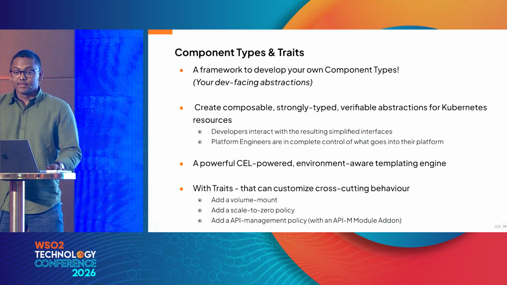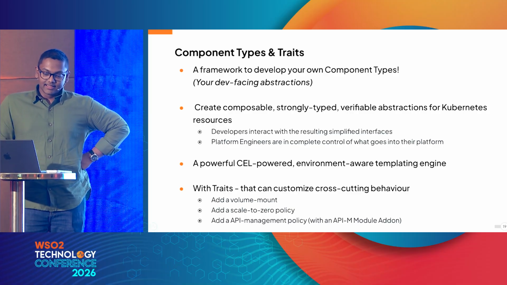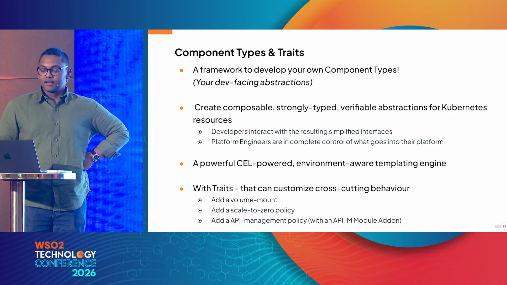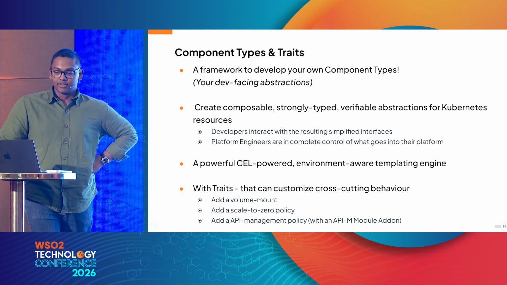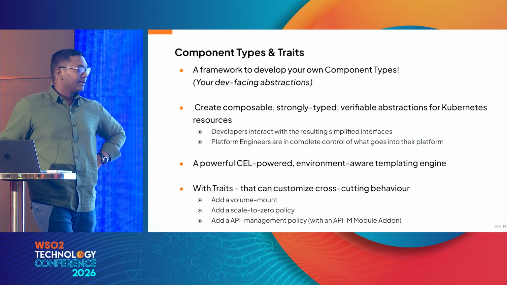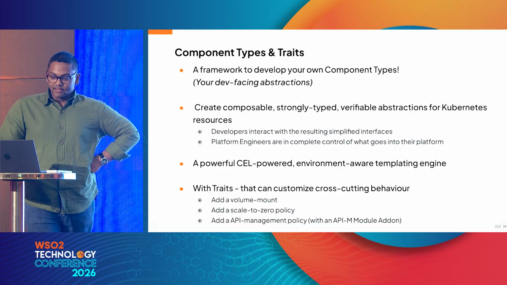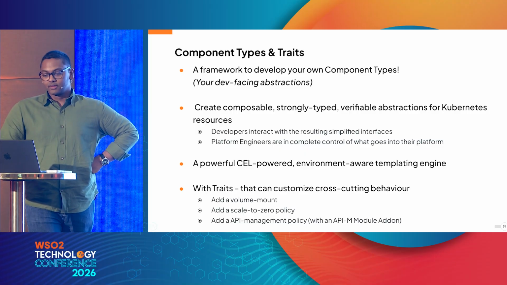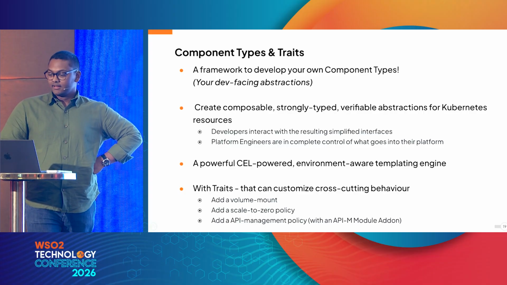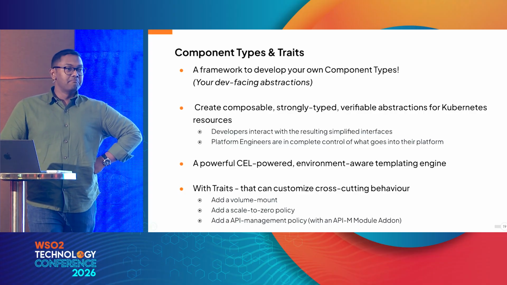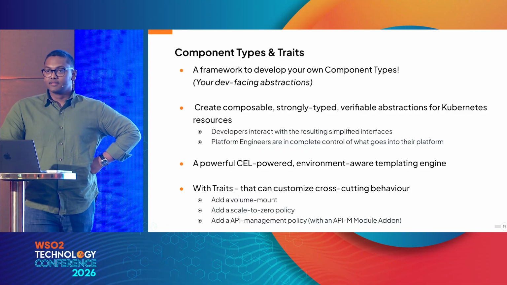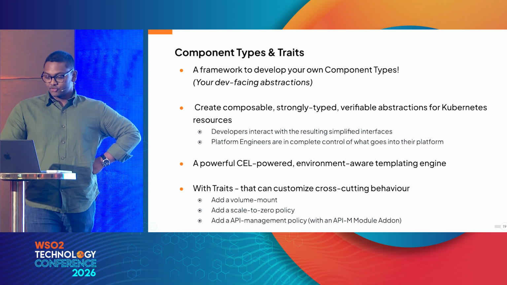So another big feature is the component types and traits. If you've worked with Choreo before, like our SaaS offering, you'll know that we had a set of fixed component types. So we've taken a different approach with OpenChoreo. We made it a framework to build your own component types. We've integrated a bunch of technologies like CEL, and we've built our own in-house templating engine, which is verifiable, type safe, and strongly typed.